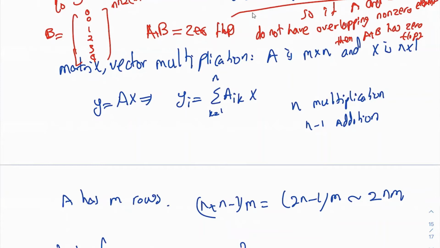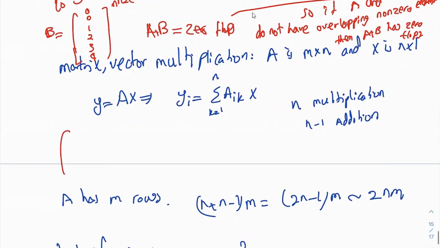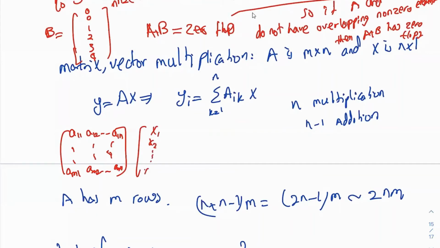Let's see. So this is A11, A12, all the way to A1n. This is Am1, Am2, all the way to Amn. And then we have x1, x2, all the way to xn.